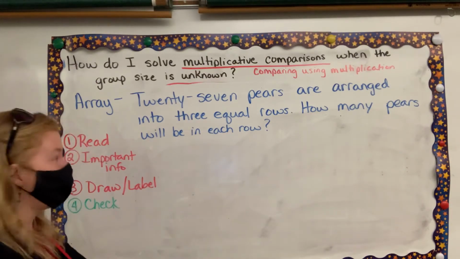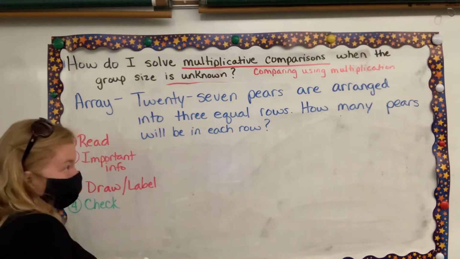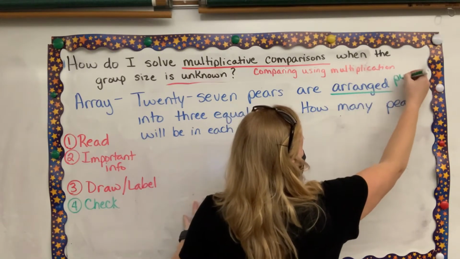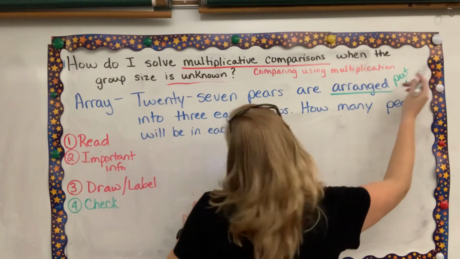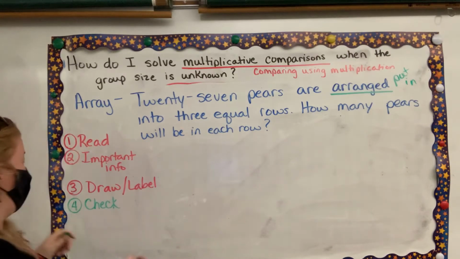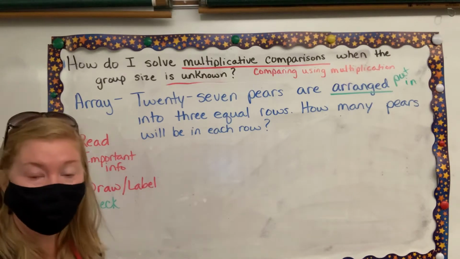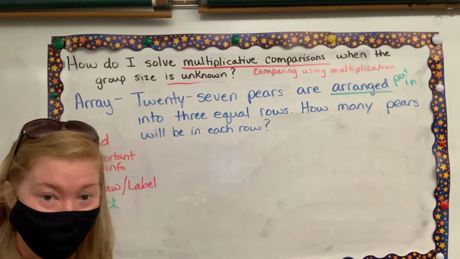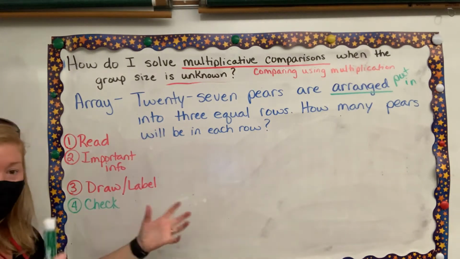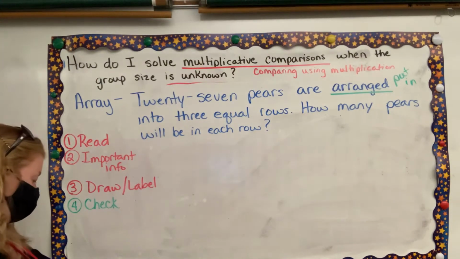Now, in case you don't know the word arranged, that means to be put in some kind of order, to be put in some kind of way. So they have been put into 3 equal rows. Now I have to figure out my important information. What is something that is important from this word problem that I can pull out?